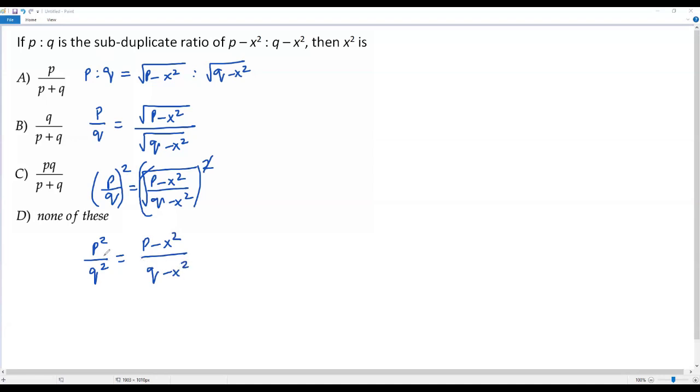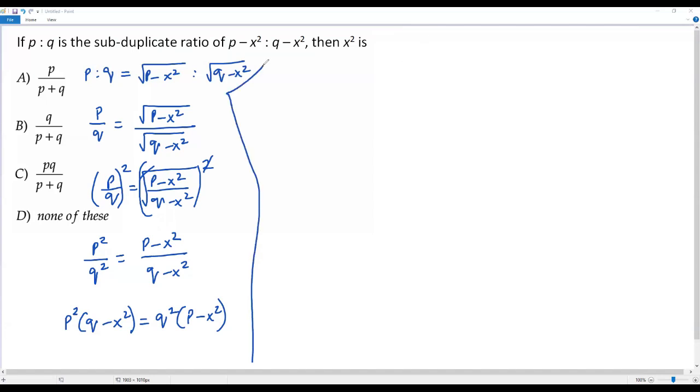Now what we can do is cross multiplication. That is, the numerator over here has to be multiplied by this denominator, and this numerator has to be multiplied by this denominator. When I do so, I'm getting P square times Q minus x square. On the right side, when I multiply this P minus x square by this Q square, I'm getting Q square times P minus x square. Just a moment, let me erase a circle. Okay, now let me continue over here.